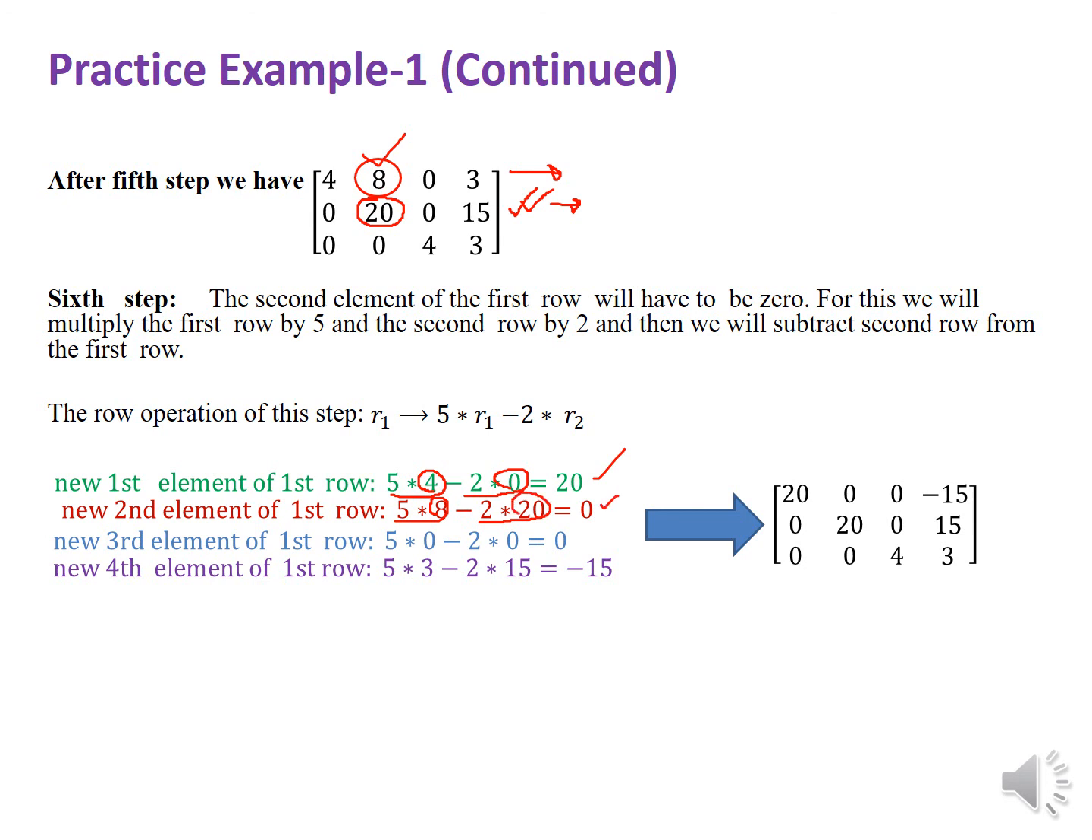New third element of first row will be 5 into third element of first row, which is 0, minus 2 into third element of second row, which is also 0. So after calculation we will get 0. New fourth element of first row will be 5 into fourth element of first row, which is 3, minus 2 into fourth element of second row, which is 15. So after calculation we will get negative 15 as the new fourth element of first row. So the new first row will be 20, 0, 0, negative 15.